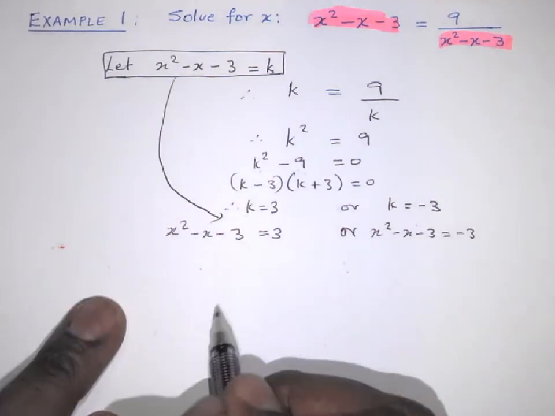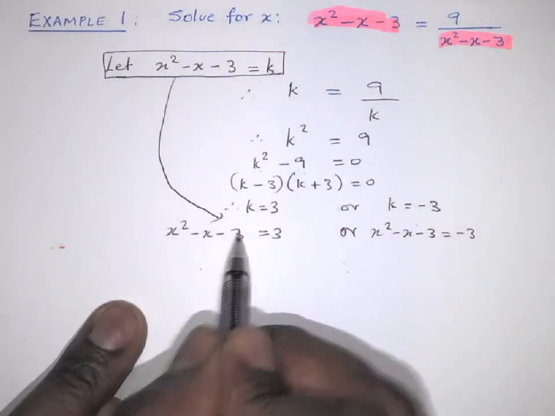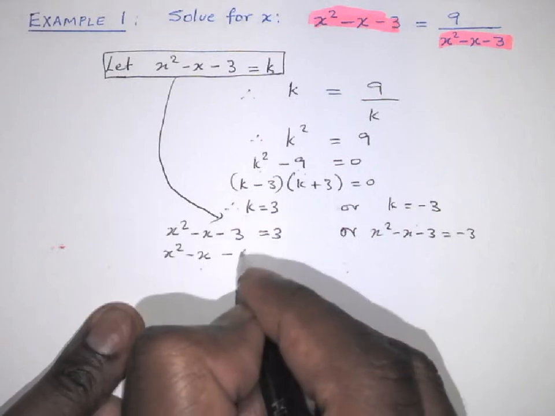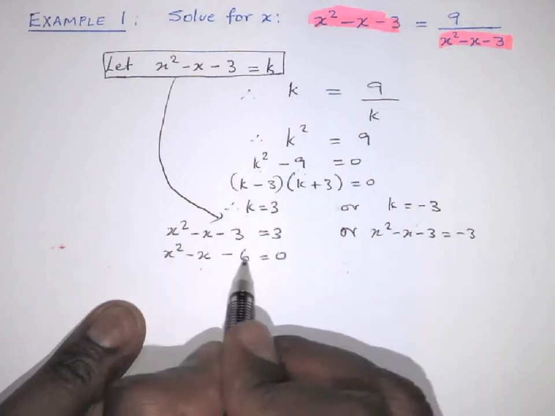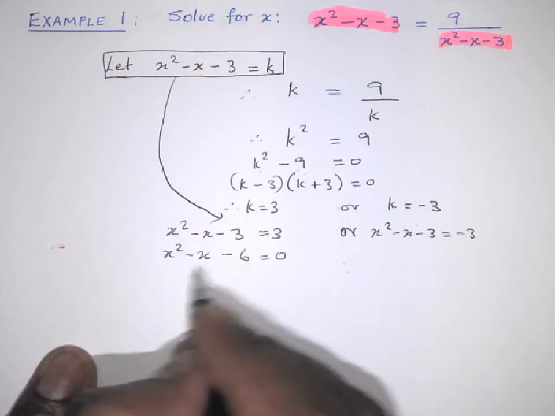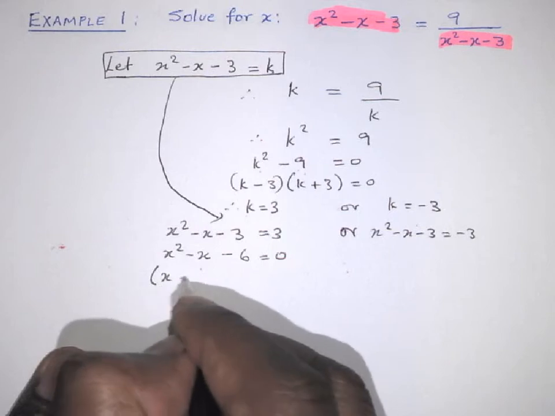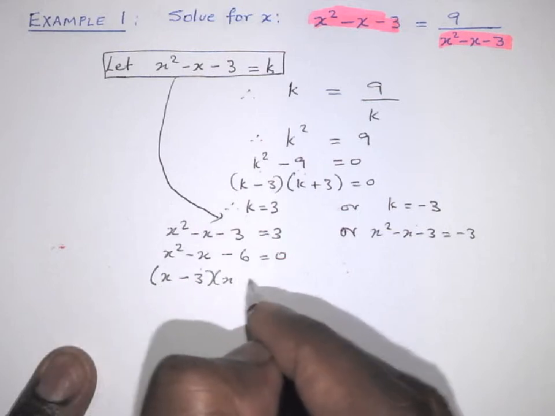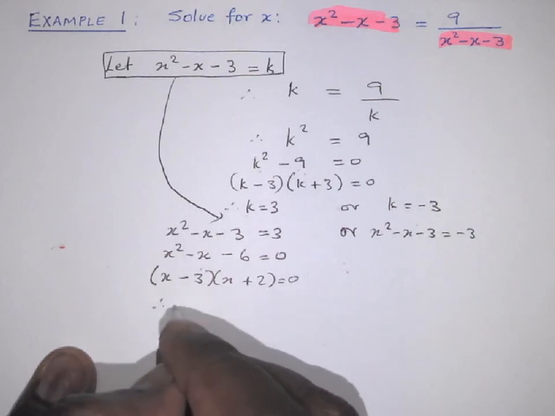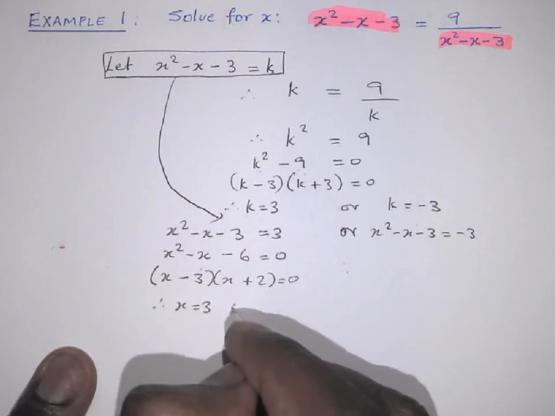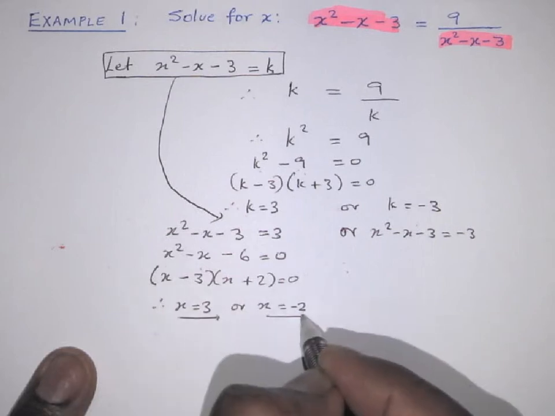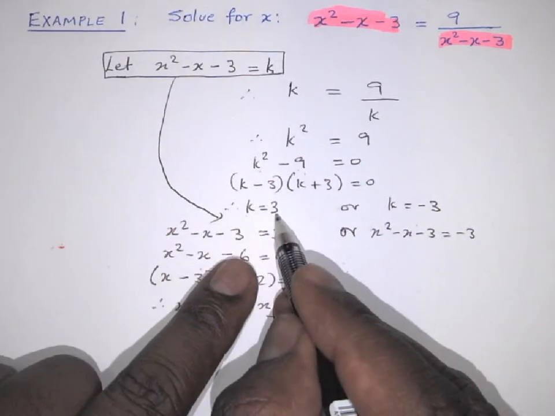Let's start with the first one. Now this looks simpler because I can take the 3 to this side. Then I get x squared minus x minus 6 equals 0. And now using your grade 8, 9, 10, 11 mathematics, you can factorize this. So it's x minus 3 and x plus 2 equals 0. So x is equal to 3, or x is equal to minus 2. Those are two values from k when it is 3.